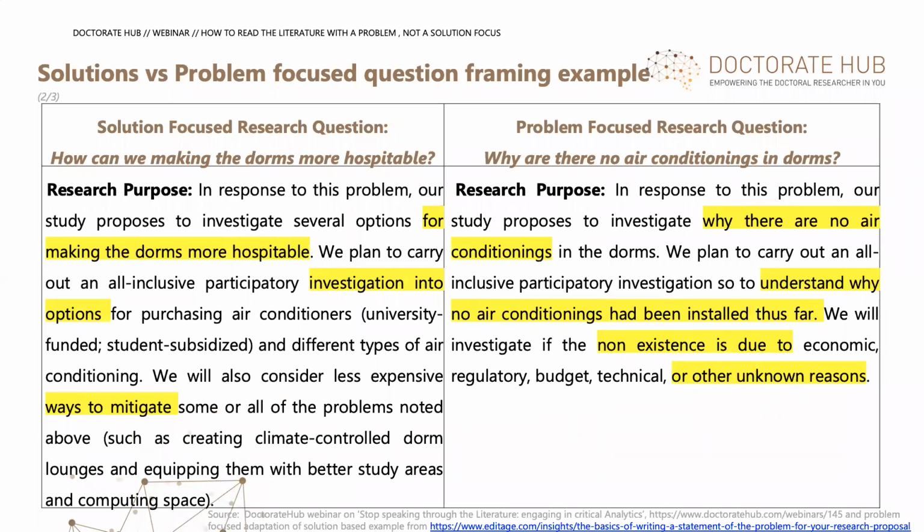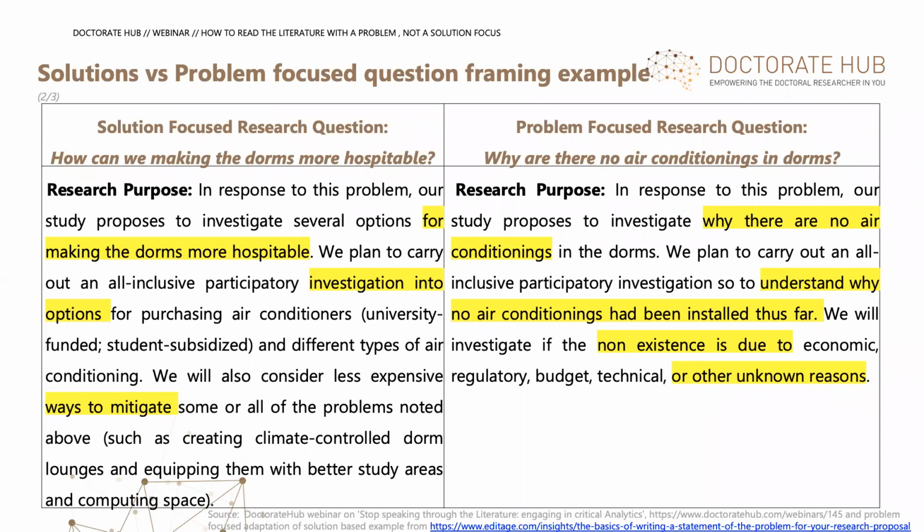The research purposes from a solution perspective would be, in response to this problem, our study proposes to investigate several options for making the dorms more hospitable. We plan to carry out an all-inclusive participatory investigation into options for purchasing air conditioners and different types of air conditioning. We will also consider less expensive ways to mitigate some or all of the problems noted above, such as creating climate-controlled dorm lounges and equipping them with better study areas and computing spaces.